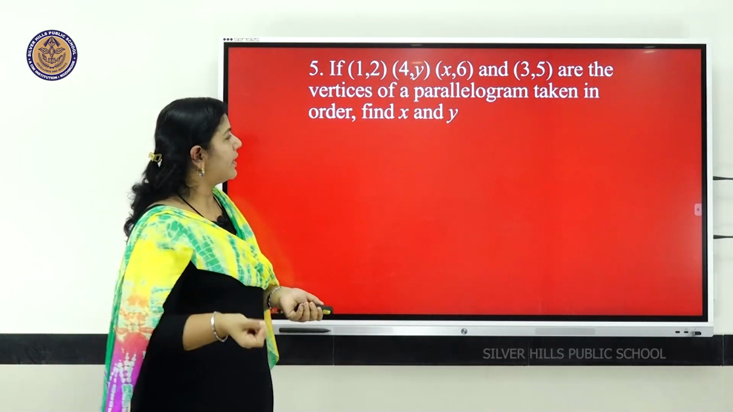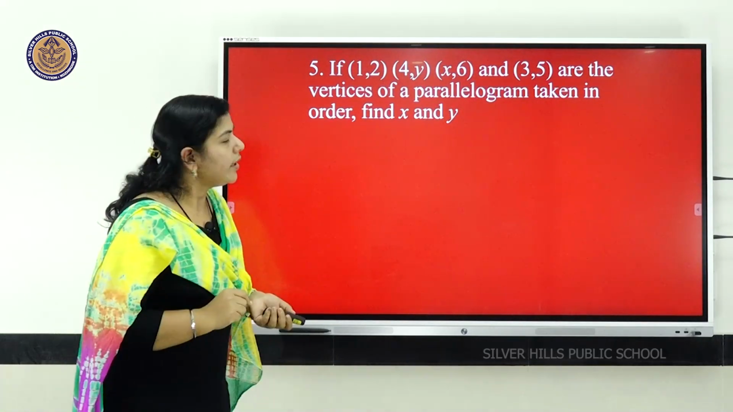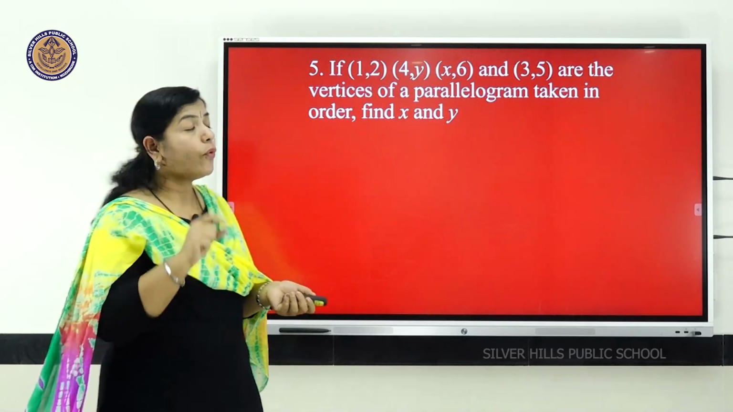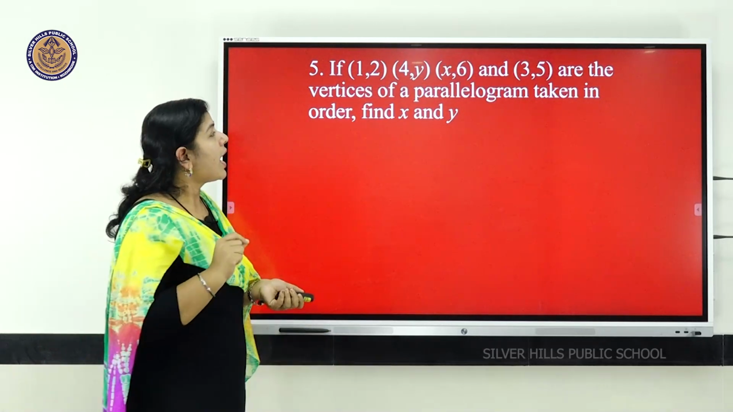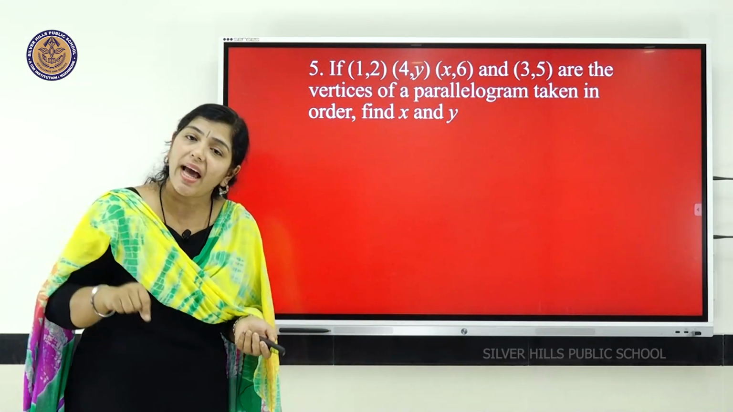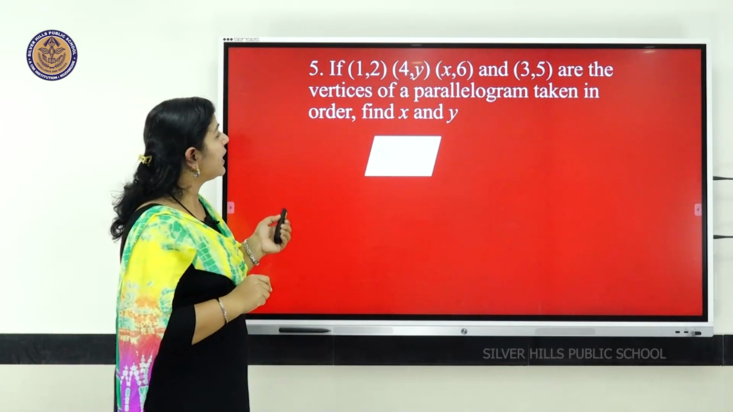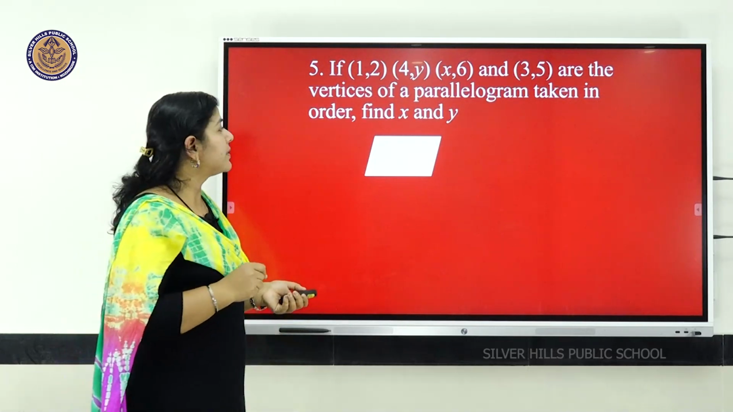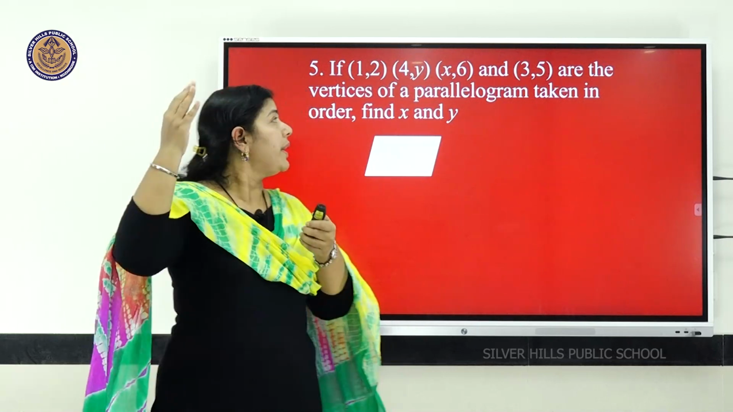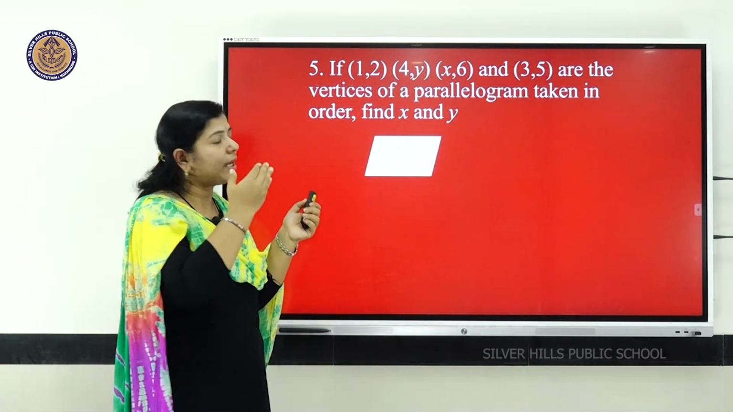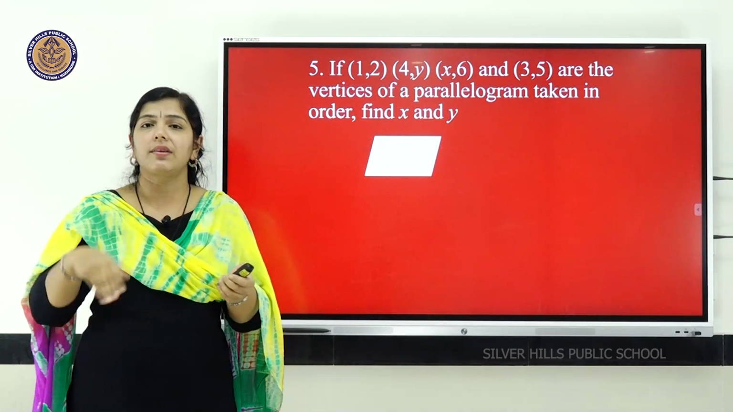This question is another type. Let us see, if 1, 2, 4, y, x, 6 and 3, 5 are the vertices of a parallelogram taken in order, find x and y. Taken in order means after A it should be B, after B it should be C, like that the vertices should be taken in order. After 1, 2 it is 4, y, then x, 6, like that. You can't take them as you like.